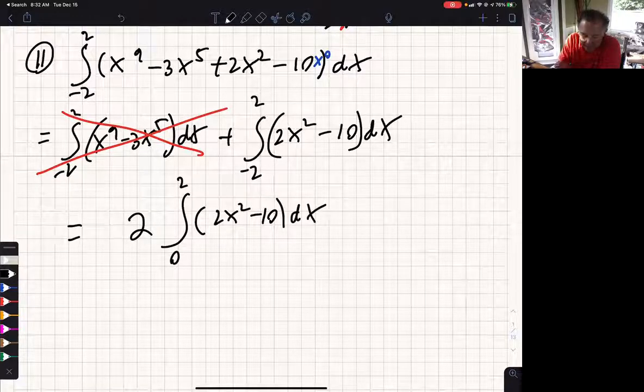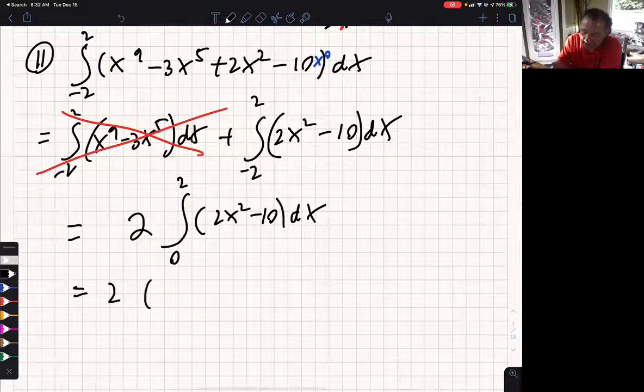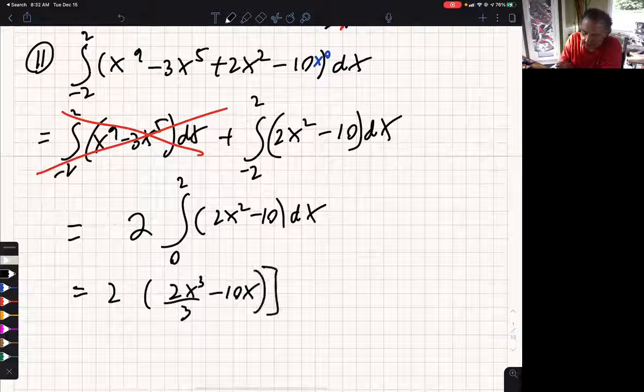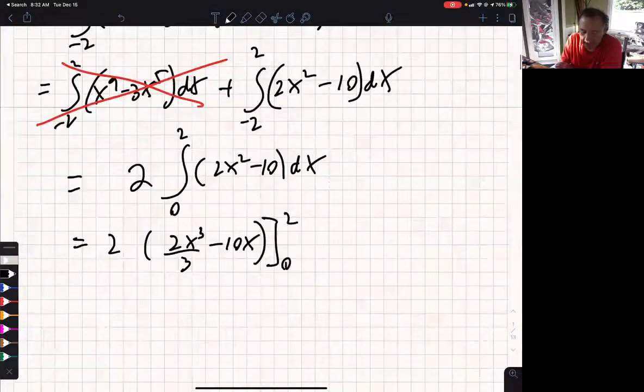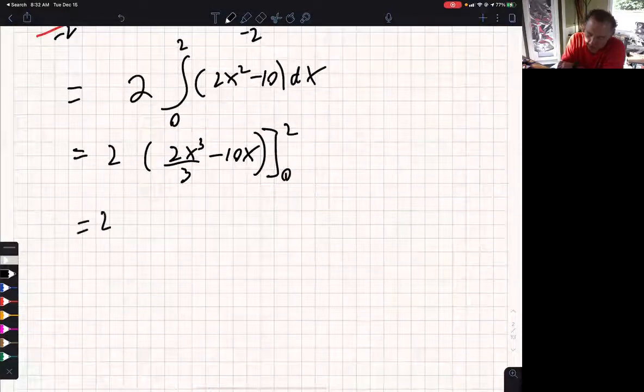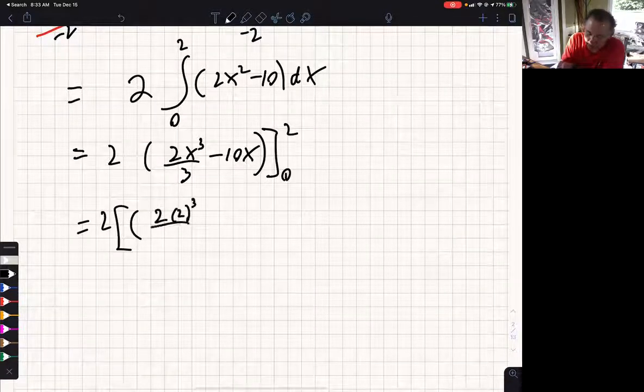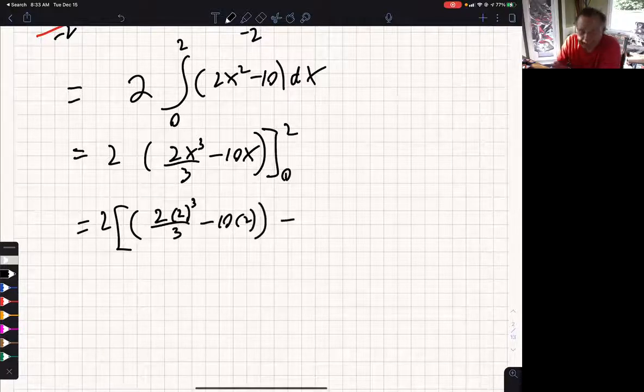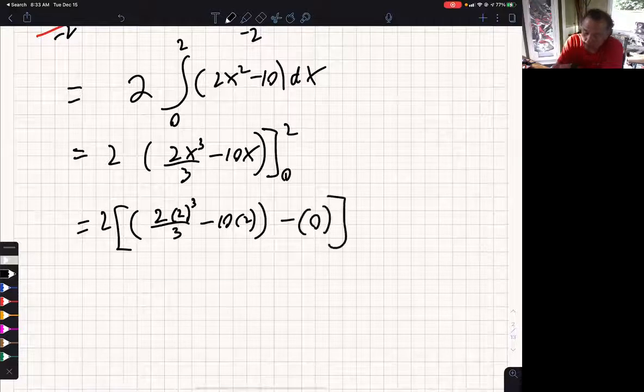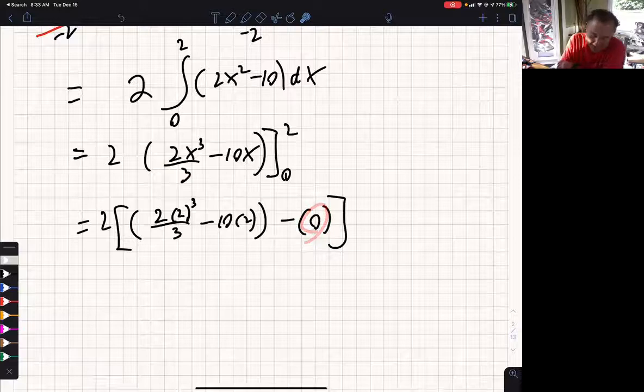And now I just continue the process of the fundamental theorem. So the antiderivative, add 1 to that and divide by that. So it's 2x cubed over 3 minus 10x from 0 to 2. I plug in 2. So it's 2 times 2 cubed over 3 minus 10 times 2. And then I plug in the 0, but I think you can see when I plug in 0, these will both be 0, so it's just 0.